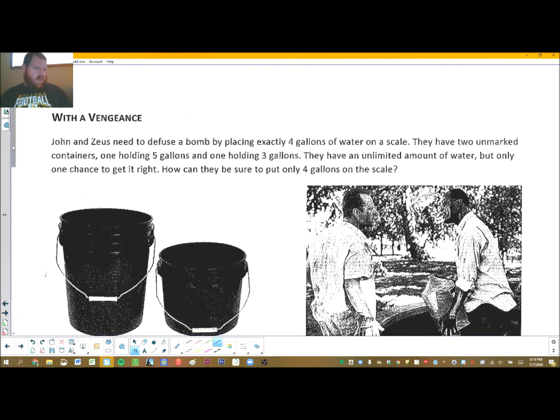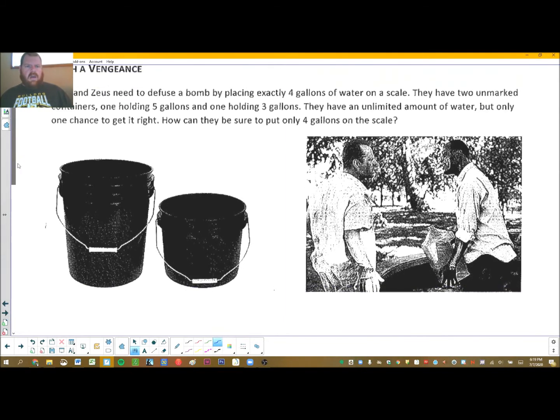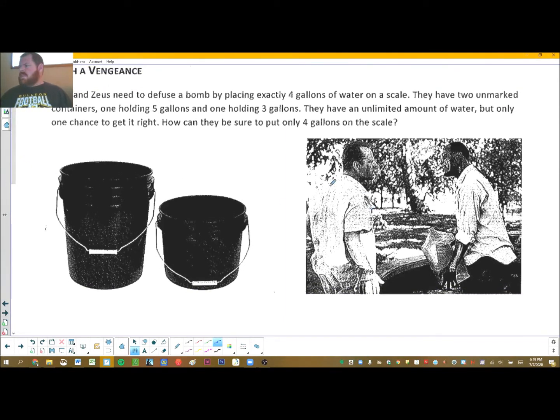The fourth one I think we're on is from a movie. The movie is Die Hard with a Vengeance. And it's just a sort of riddle problem a little bit, but it says that these two people are trying to defuse a bomb by placing exactly 4 gallons of water on a scale, and they have two unmarked containers, so they can't tell, like, the unmarked part means oh, we'll fill this up halfway. You don't know where halfway is, so we can't do that.